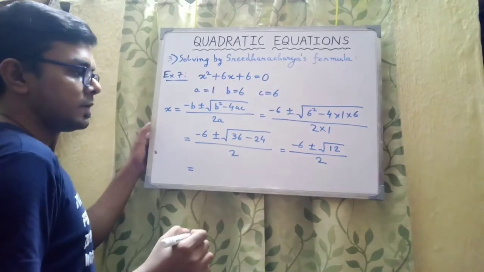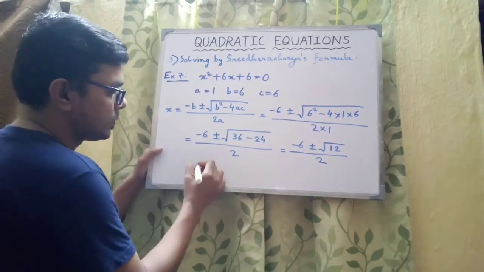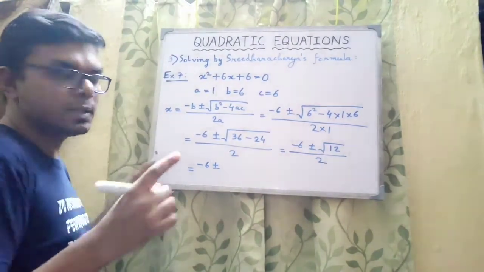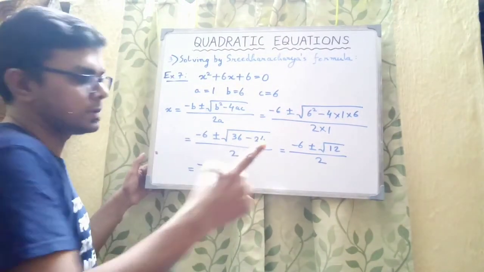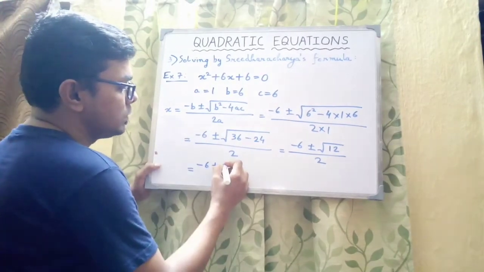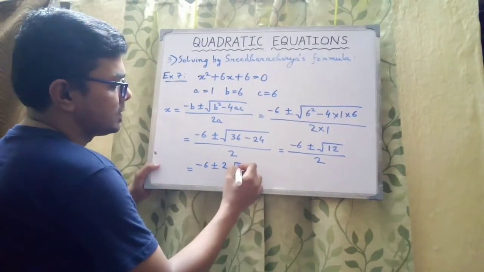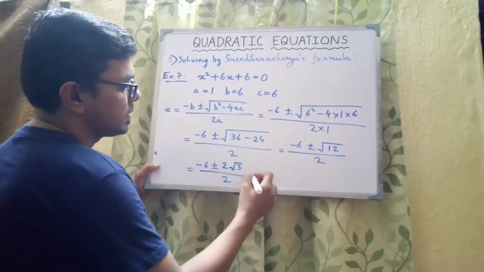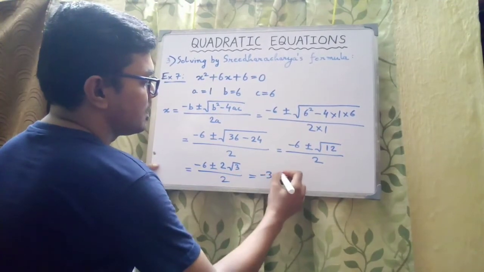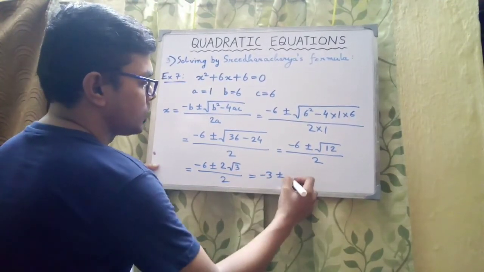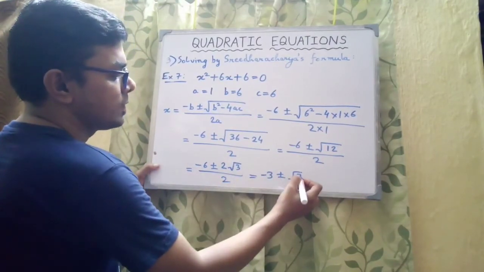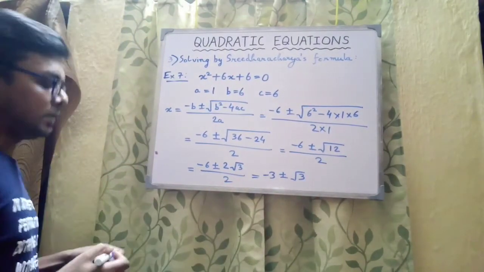Now if you know surds properly, it would be minus 6 plus minus, so square root 12 is actually square root of 4 into 3. 12 is 4 into 3, so square root of 4 gives us 2, and we are left with root 3. So by 2, now we divide minus 6 by 2, that is minus 3, plus minus root 3. 2 by 2, that is 1, so we are left with only root 3 over here.